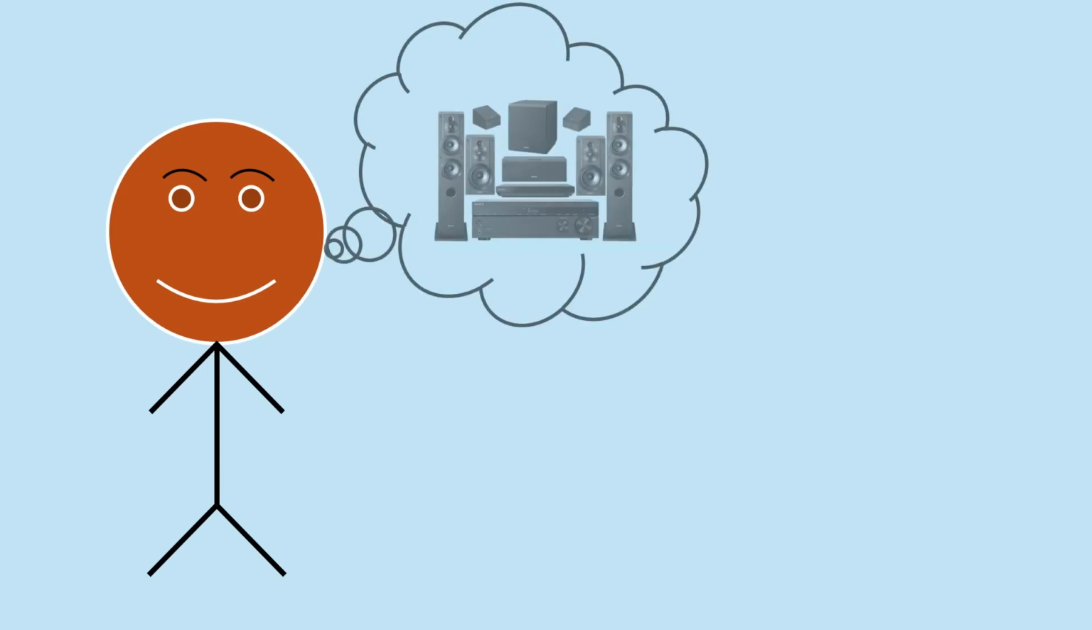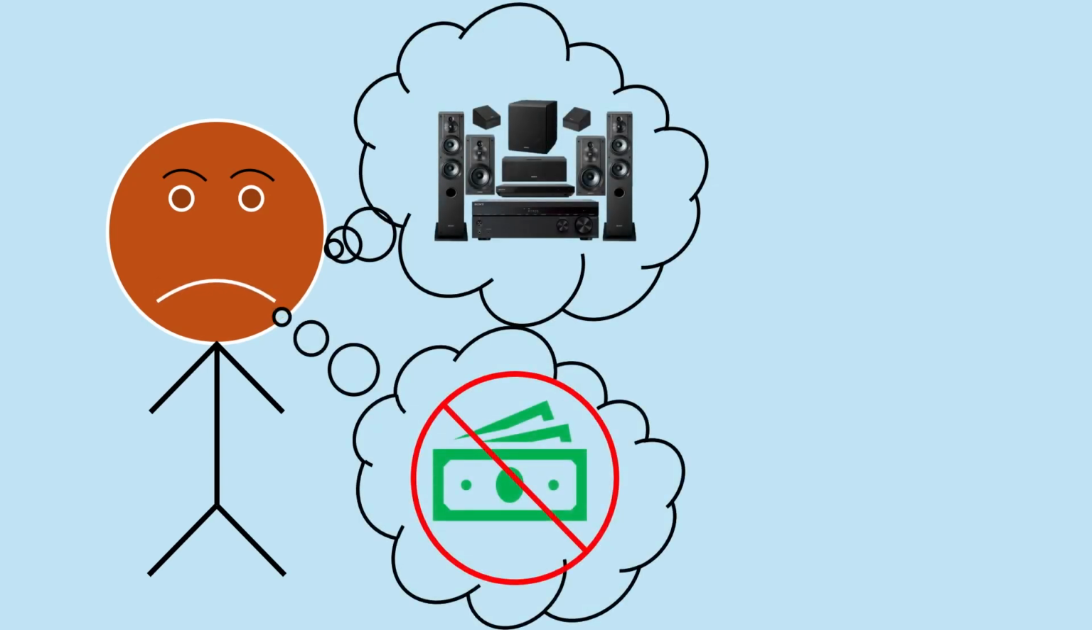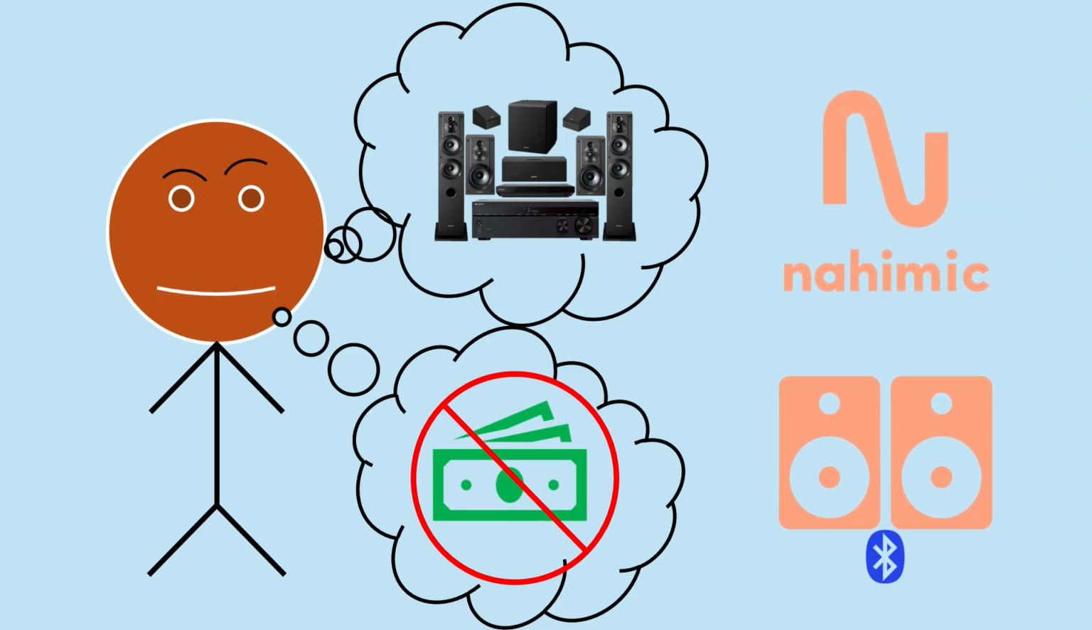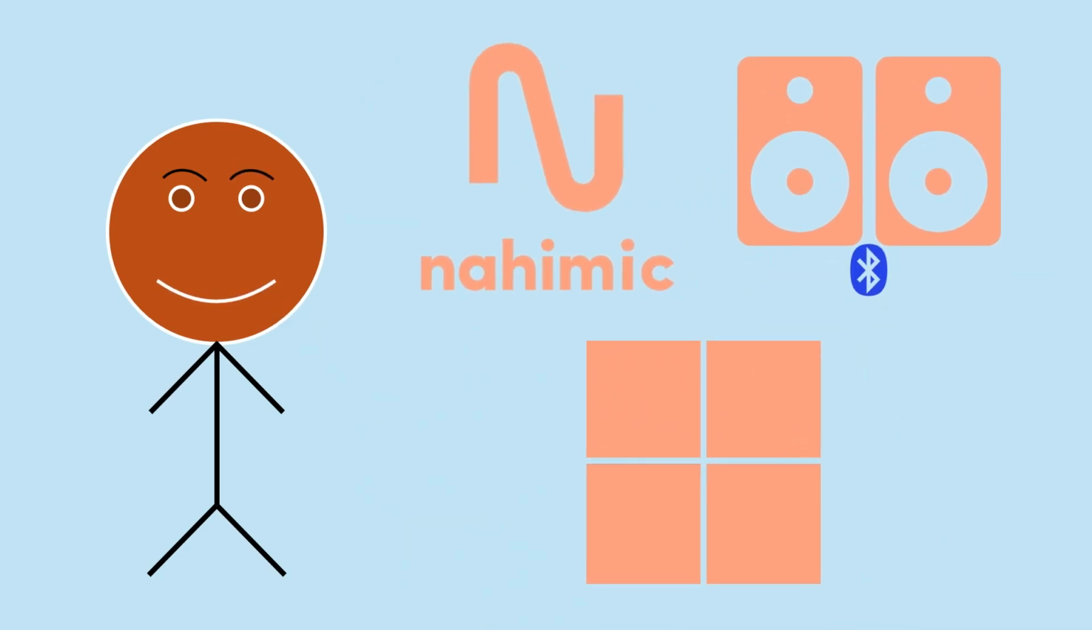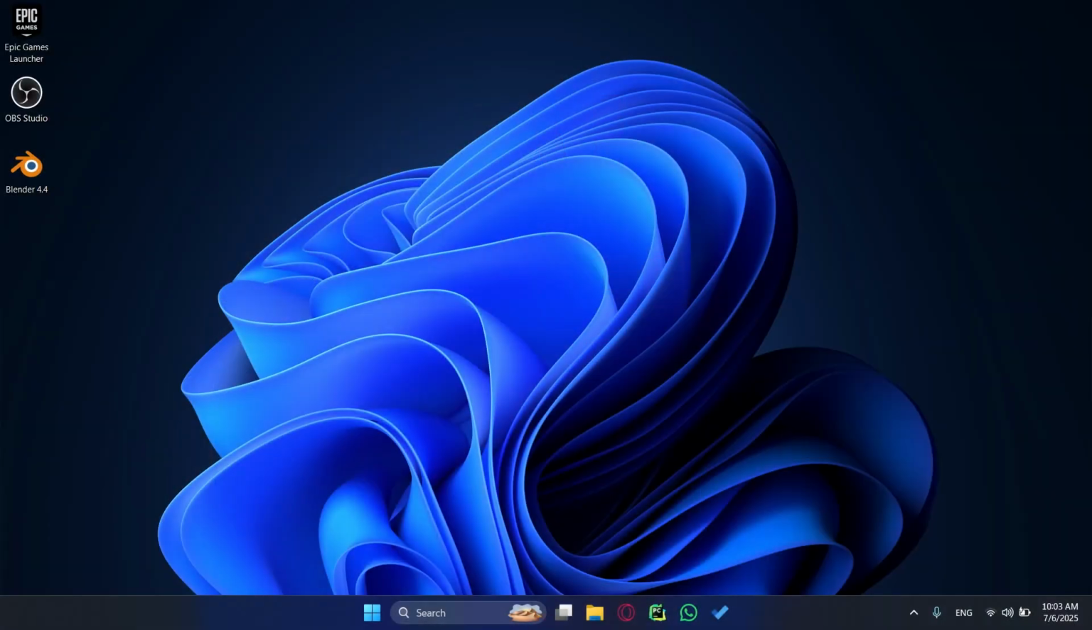Do you want a surround sound system, but it's just not in your budget? Well, don't worry, because if you have a Bluetooth speaker and a PC with Windows 10 or above, you can use Nahimic's Easy Surround feature in order to set up a mini surround sound system at your home. Now I'm going to show you how to install Nahimic in your PC.